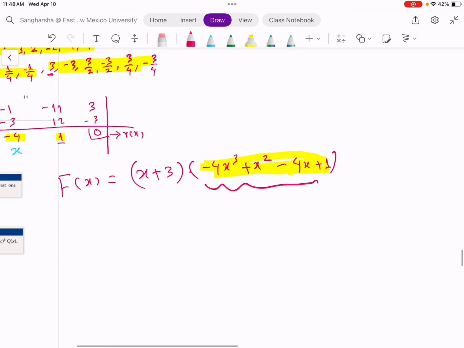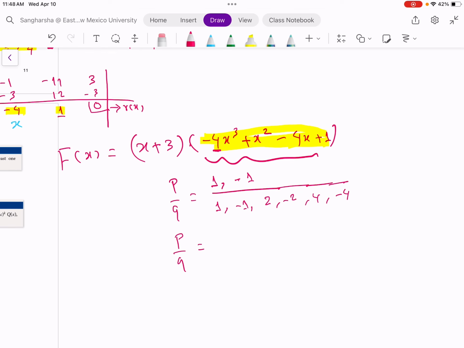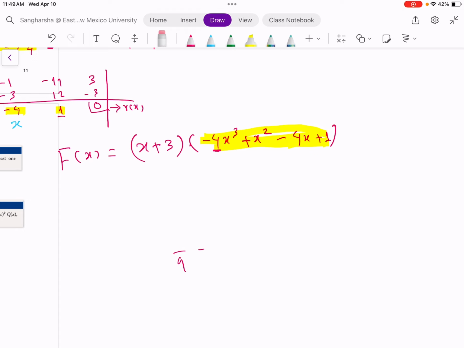Rational 0 is p over q. So p is the coefficient of the constant: positive 1 and negative 1. Q is the coefficient of the leading term: positive 1, negative 1, positive 2, negative 2, positive 4, negative 4. But it's easy to find the real 0 without finding the rational 0, right? Like, how could we factor? The x square. Oh, okay, that's the easiest way. So let's do that. Let's not do this one, but if you can't factorize, you can always go with this process.